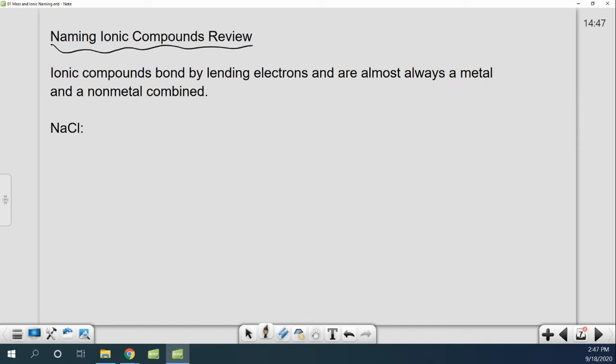Well, ionic compounds are anything that bond by lending electrons or stealing electrons from each other. They're almost always metal and non-metal together. So NaCl, for example. Sodium has 1 valence electron. Chlorine, being a group 7 at the very end there, has 7 valence electrons. So for chlorine to be happy, it wants 1. For sodium to be happy, it wants to get rid of 1.